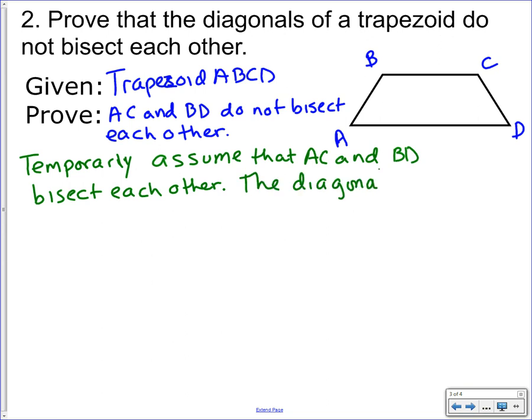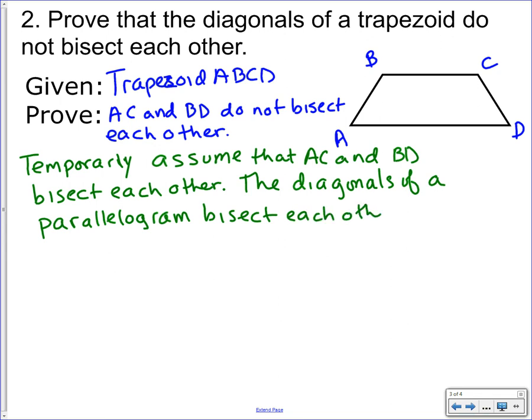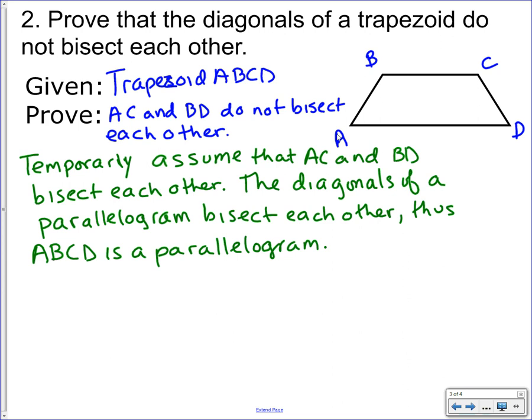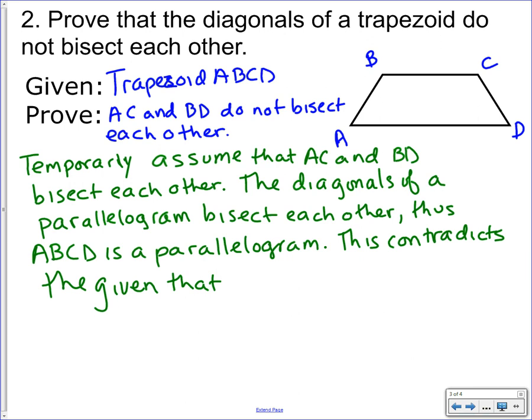The diagonals of a parallelogram bisect each other. Thus, ABCD is a parallelogram. But this contradicts our given. This is going to contradict our given that A, B, C, D is a trapezoid.